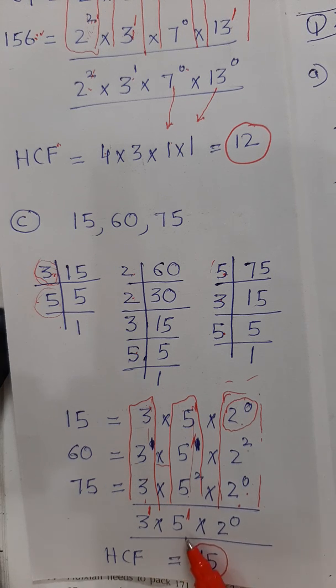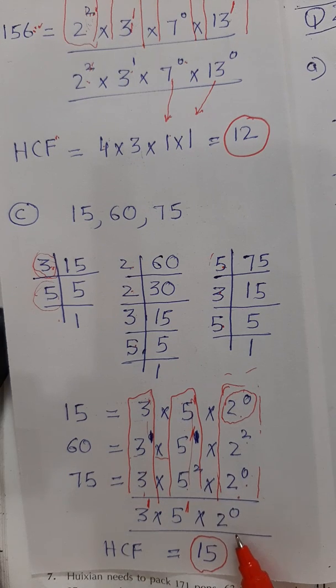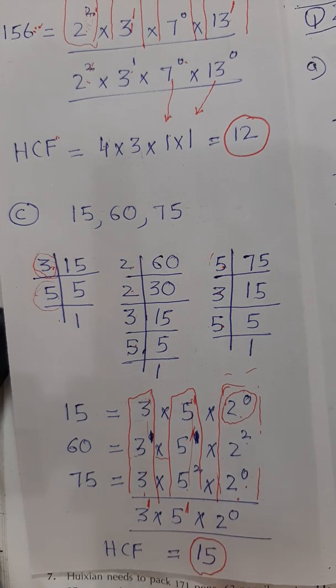Now 3 into 5 is 15 because 2 power 0 is 1. So 3 into 5, 15 will be the answer.